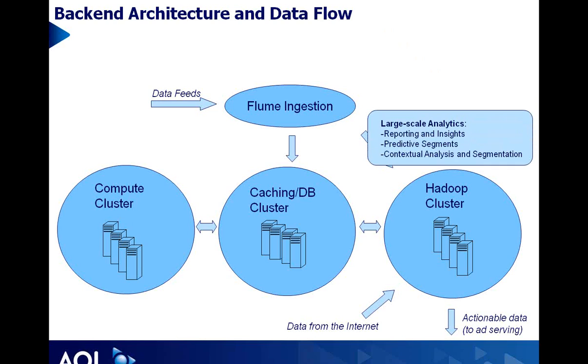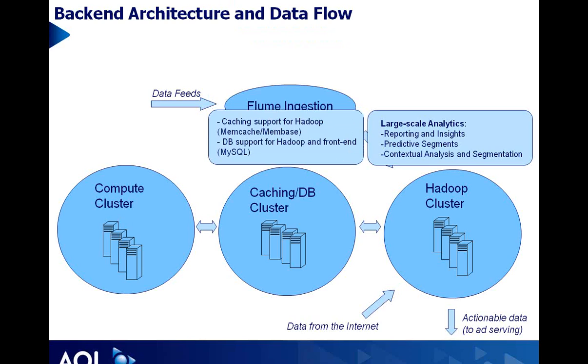So what is really running on these clusters? On Hadoop cluster, I already mentioned the main research topics for our large-scale analytics team. Those are reporting and insights, predictive segments, contextual analysis, and matching. On the caching cluster, it serves as a support for Hadoop, running Memcache and Membase, and as a DB support for Hadoop and front-end running MySQL, single MySQL instances. On compute cluster, we run MPI-based machine learning stuff and distributed search with Sphinx.